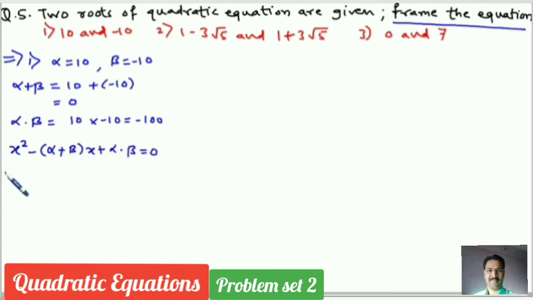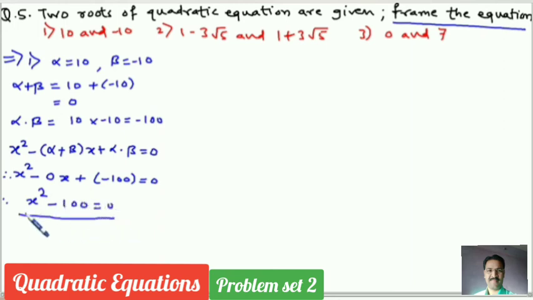Therefore we'll put the values of alpha plus beta and alpha into beta. That means x square minus, what is alpha plus beta? That is 0x. Okay, plus what is alpha into beta? That is minus 100, equal to 0. Hence what will we get here? This is x square plus minus minus. So here minus 0x, no need to write. Plus minus 100 is equal to 0, which is the required equation. Understand friends?